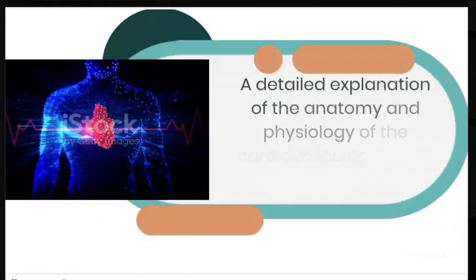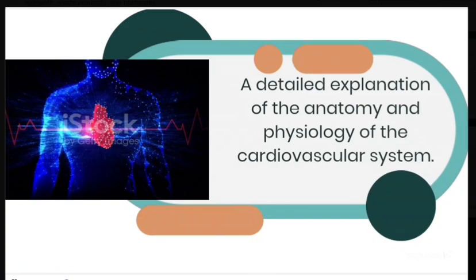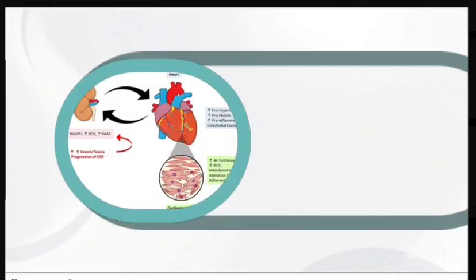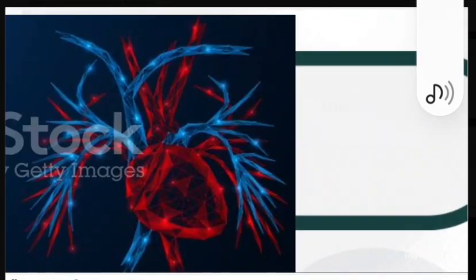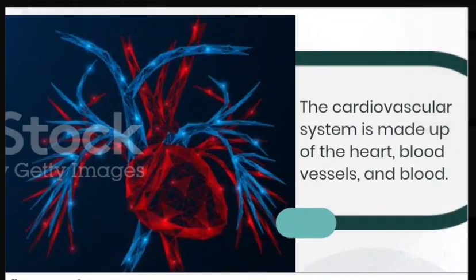A detailed explanation of the anatomy and physiology of the cardiovascular system. Anatomy of the cardiovascular system. The cardiovascular system is made up of the heart, blood vessels, and blood.